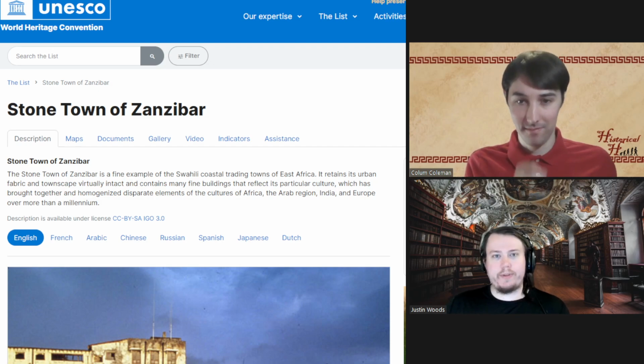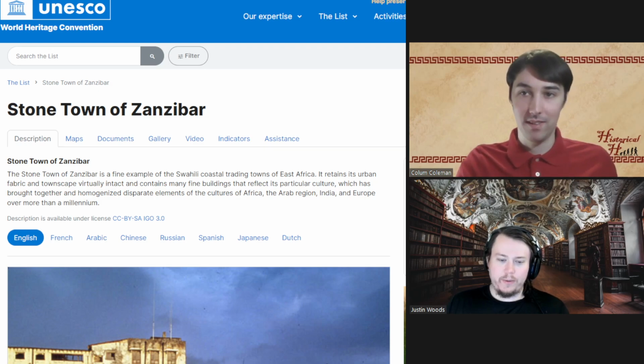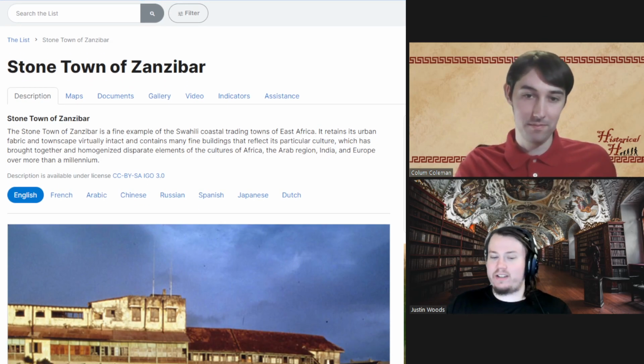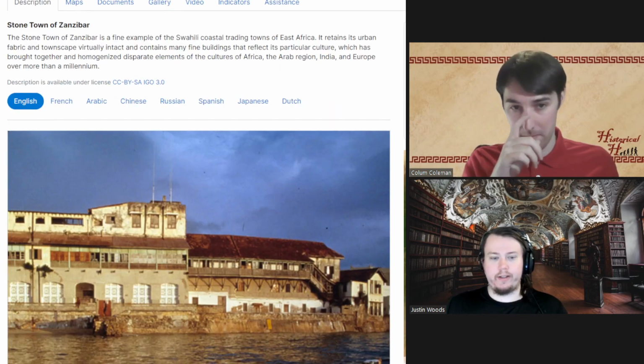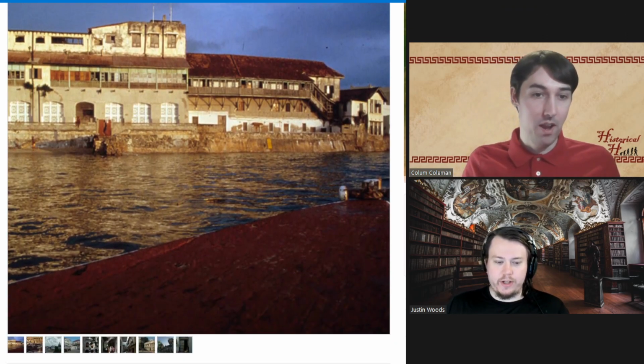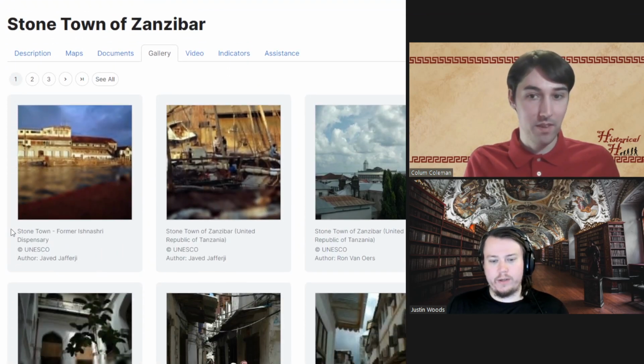And on today's episode, we are talking about the Stone Town of Zanzibar, which is a fine example of the Swahili coastal tradition in Eastern Africa. It's quite an interesting one, and we don't tend to talk about Africa all that frequently. So here we are.